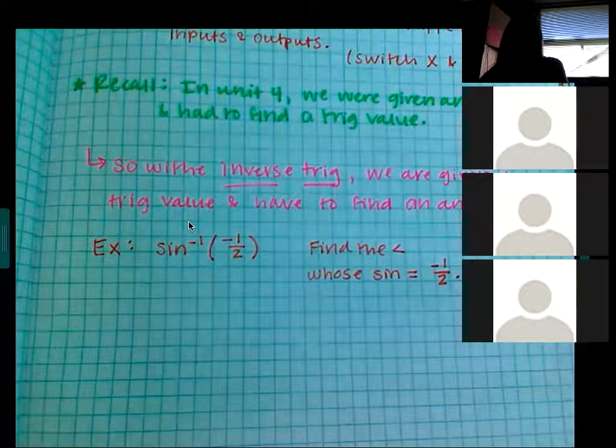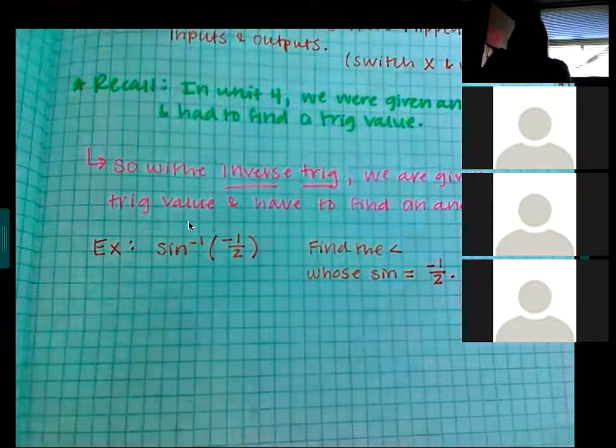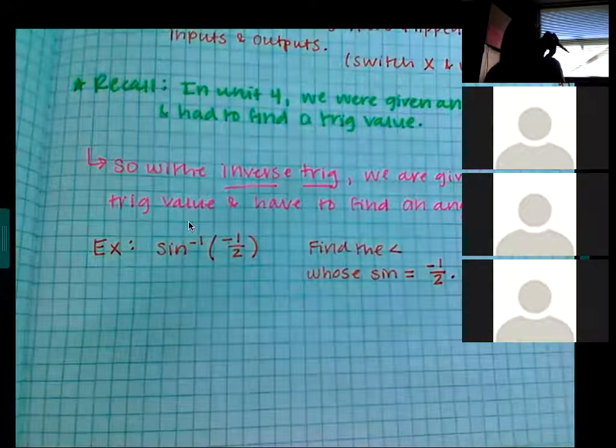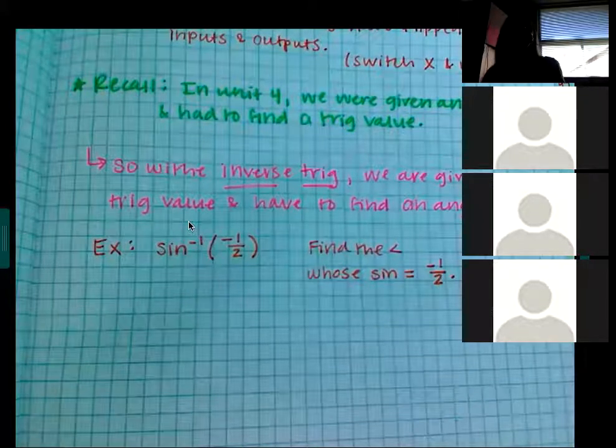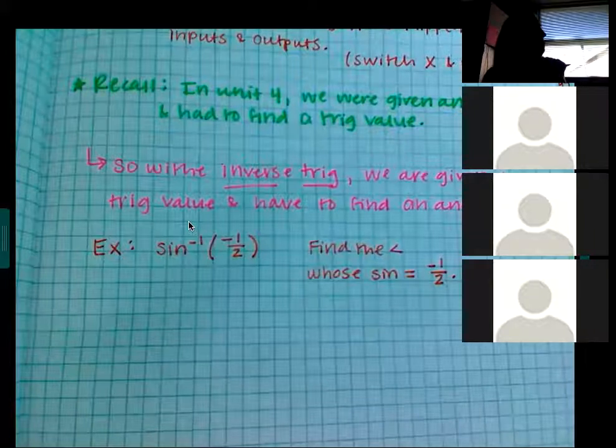Okay. Now, what's tricky about this? The negative doesn't make it tricky. What 2 quadrants is sine negative in? 3 and 4. Remember, sine is the y values. Y's are negative in quadrants 3 and 4, right? How do we know which one to pick?